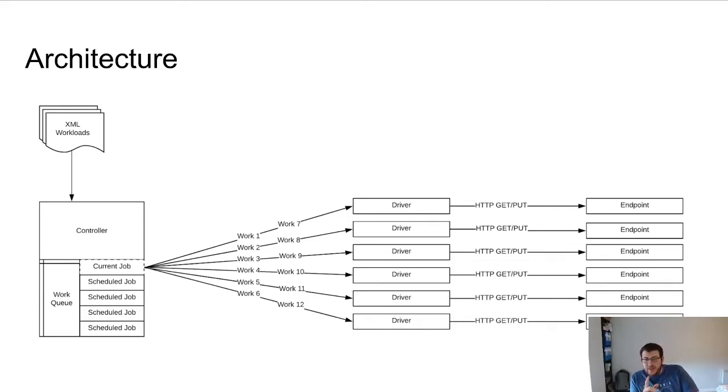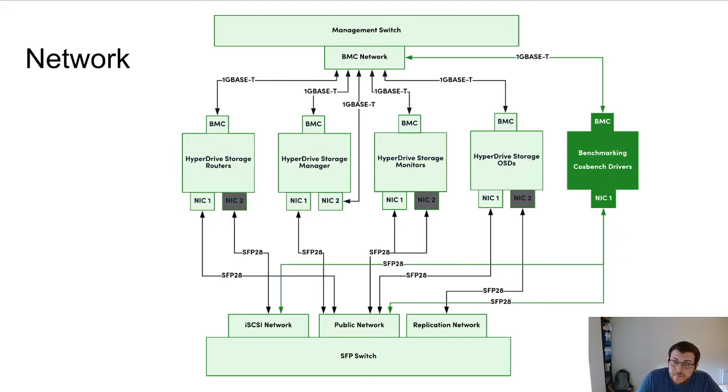One thing I want to mention is what our network typically looks like for a Ceph cluster. Here's a small view of what a typical Ceph benchmarking workflow architecture looks like. We have a bunch of Cosbench drivers you can see on the right, and they're connected to two logical networks, but it's all hooked up to the same SFP switch. In this case, it's SFP28, could be whatever you want.